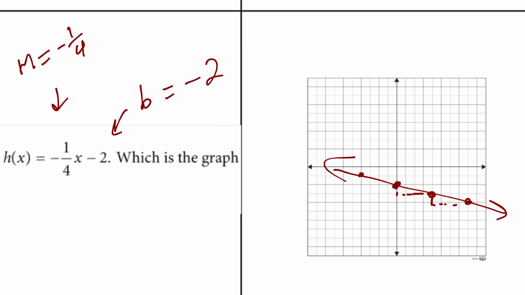Start with the intercept and use the slope. Think about rise over run. You rise a negative 1, which means you go down, and you run 4, which means you go to the right.